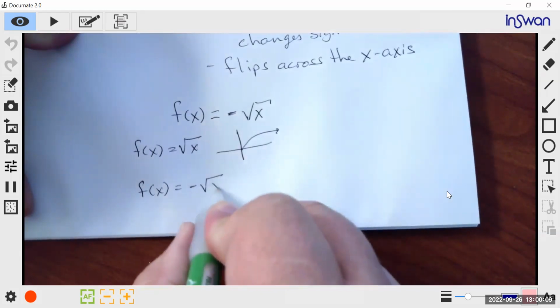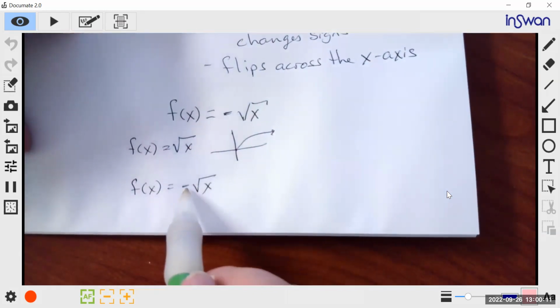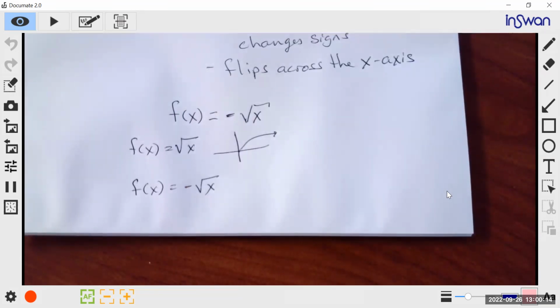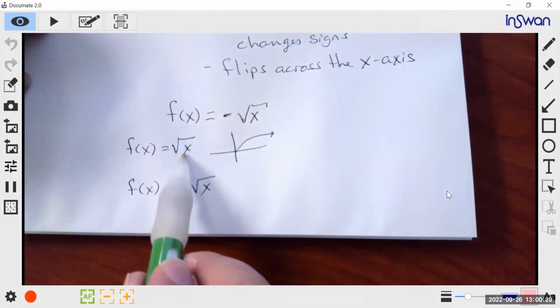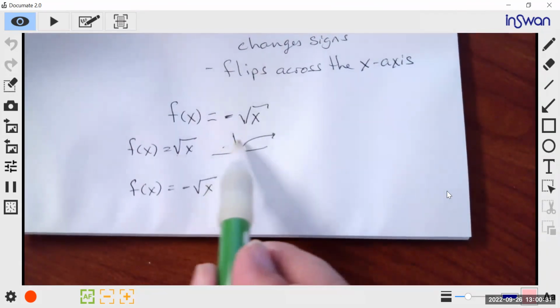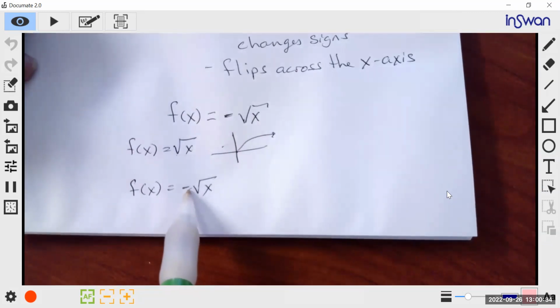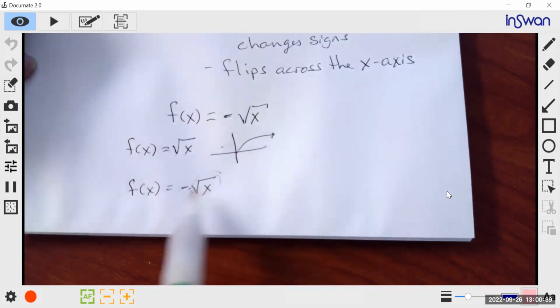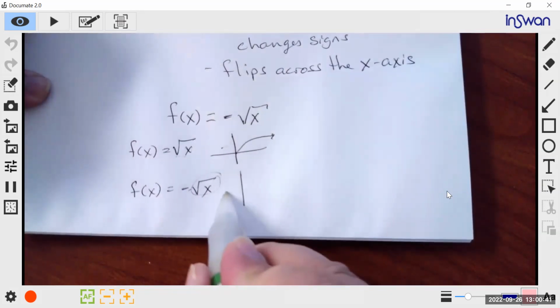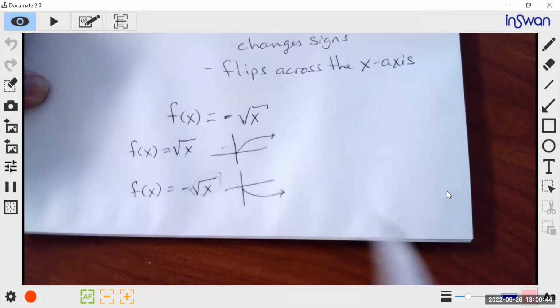Now, when I put a negative in front of it, what does that mean? What does that negative in front mean? Why is it going down? So square root can only have positive answers, right? If I put a negative in front of it, what do they become now? These are all positive. When I put a negative in front of it, it becomes negative. That means all the answers are negative.